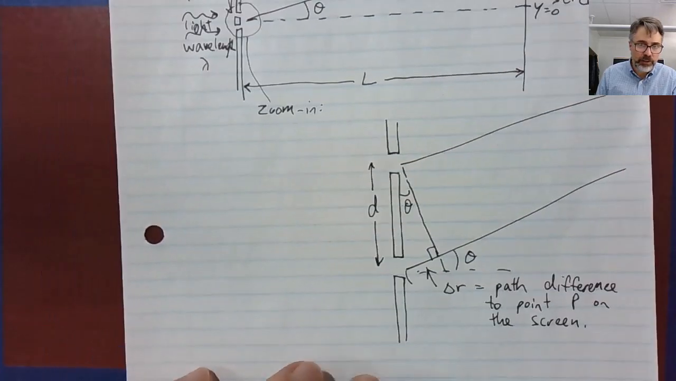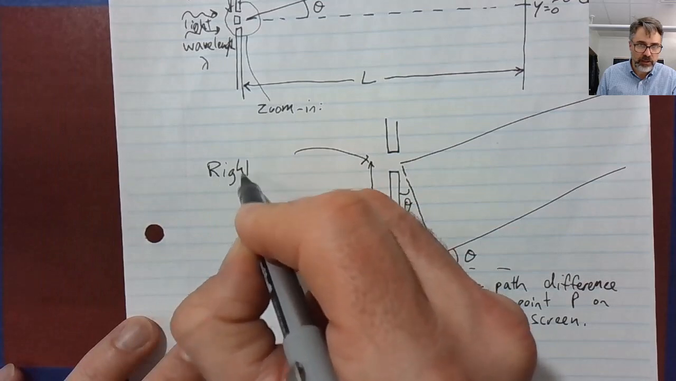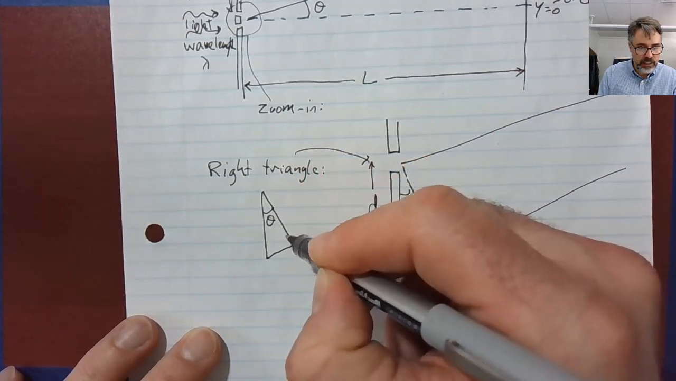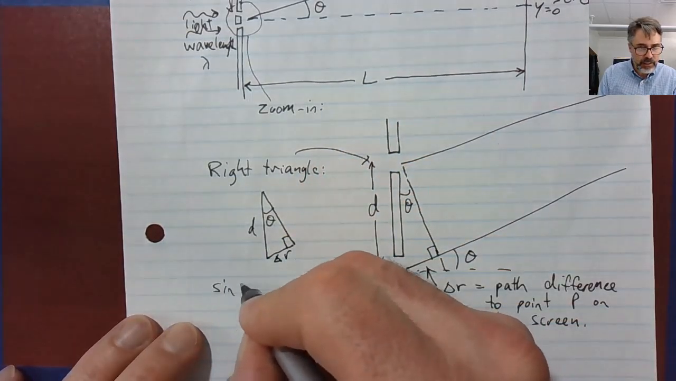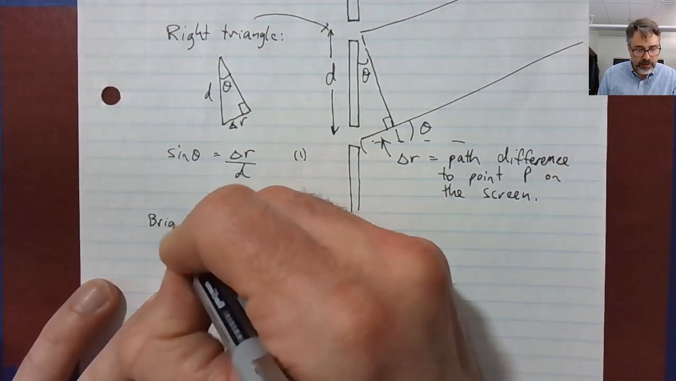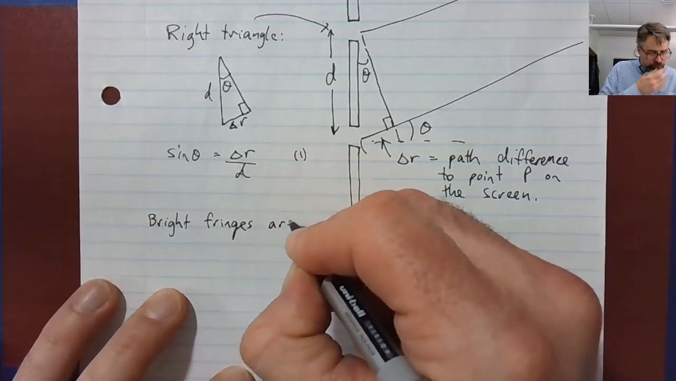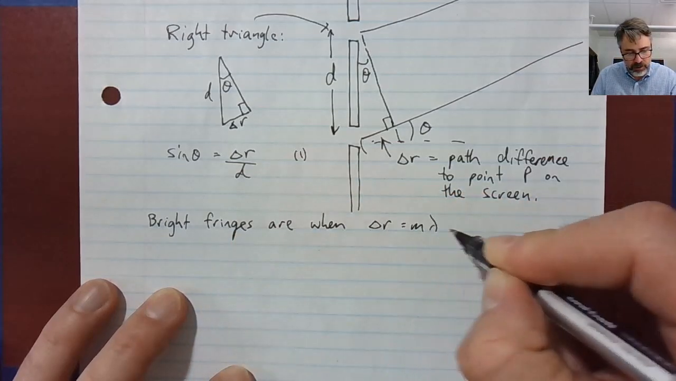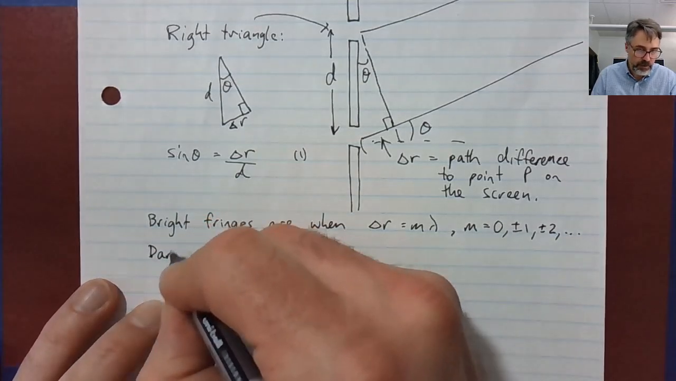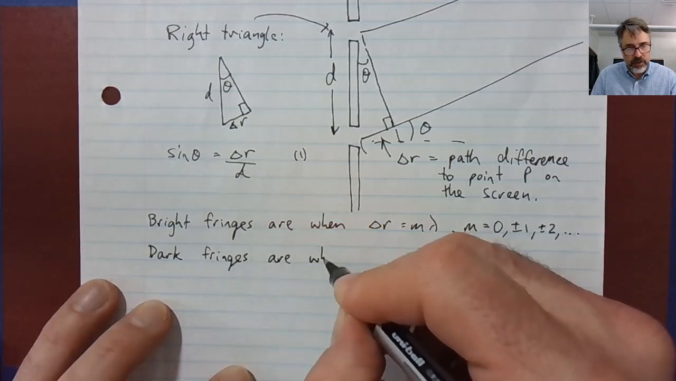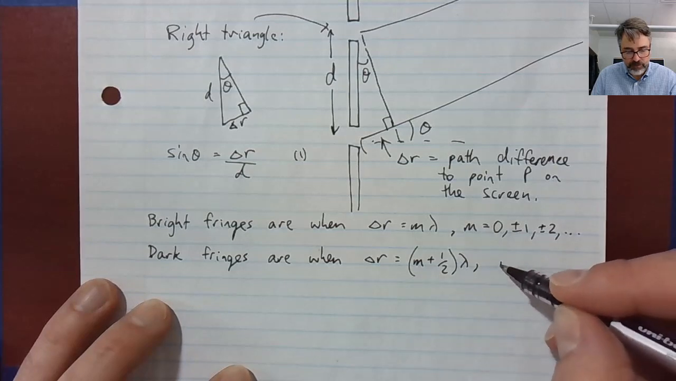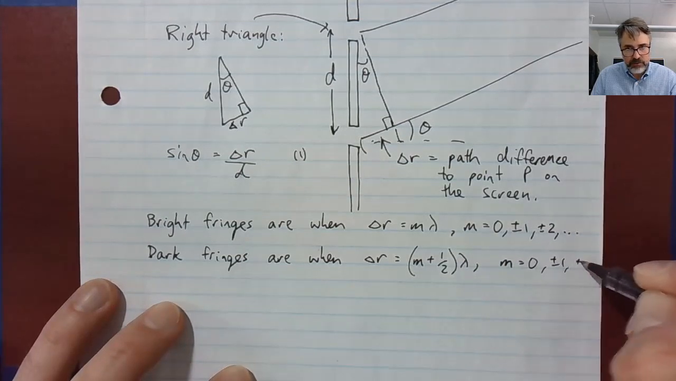The bottom path has to go a little bit farther than the top path by just that delta r distance. There's a right triangle here where the hypotenuse is d, the slit separation, theta is that angle there, and delta r is the path difference. Call that equation 1. Bright fringes are going to be when delta r equals m times lambda, where m is some integer. And dark fringes will be when delta r is a half-integer multiple of lambda, the wavelength. And so there you go.